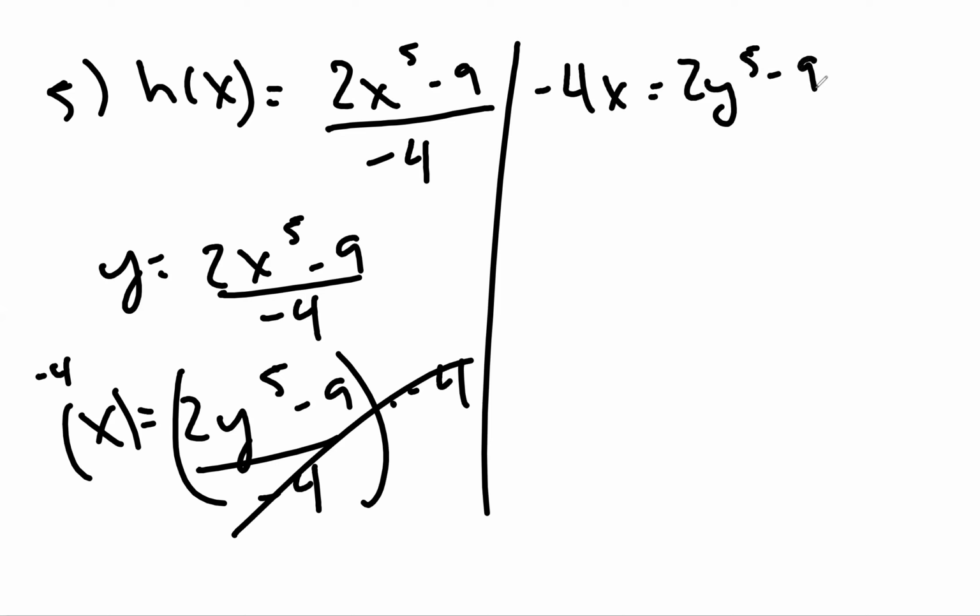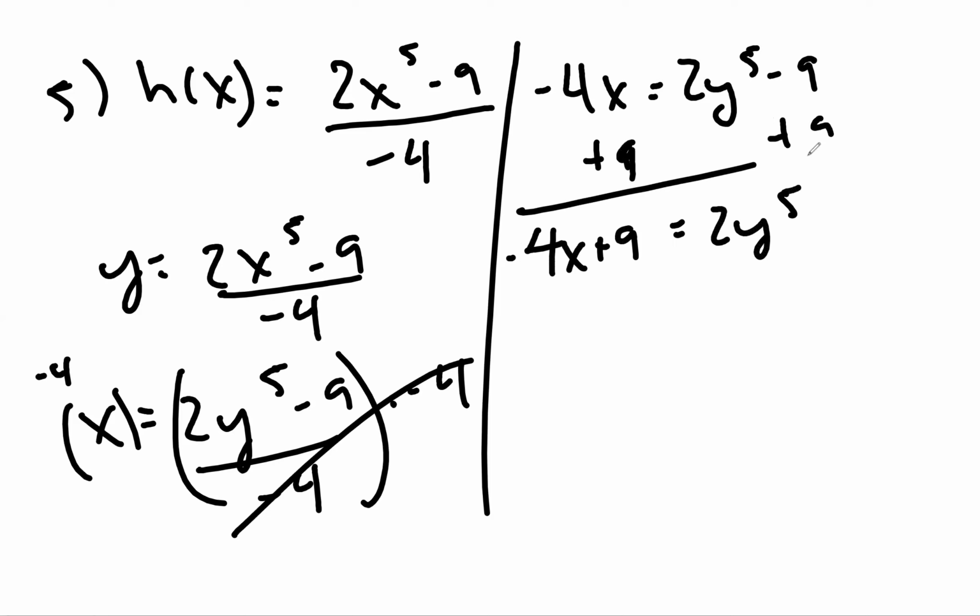And now it's just a matter of getting the y by itself. And so the first thing I'm going to do is add 9. And that's going to give me -4x plus 9 equals 2y to the 5th. Okay, well, I have to get y by itself. I'm going to have to divide everything by 2.